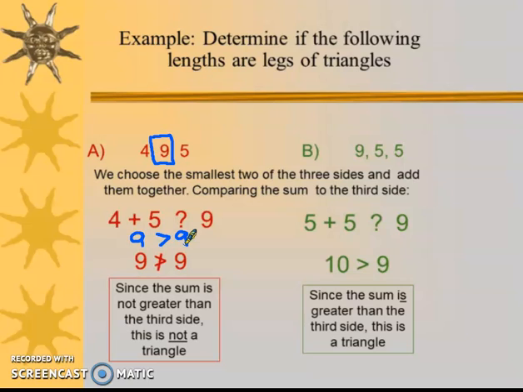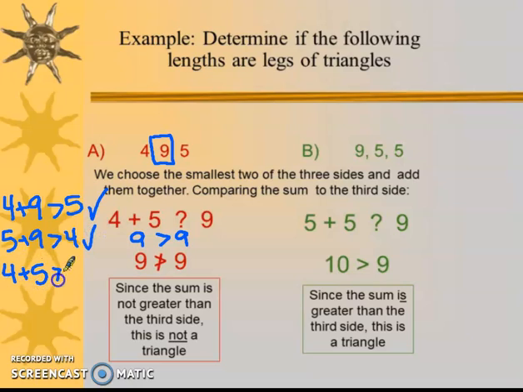Now, we can take the long way, and we can add 4 plus 9, and is it greater than 5? Yes. Then we can take 5 plus 9, and is it greater than 4? Yes. Then we can say 4 plus 5 is greater than 9? Well, no. So by default, it's no. But again, start with your 2 smallest sides. If you do that, and it's greater than your third side, it will work every single time.